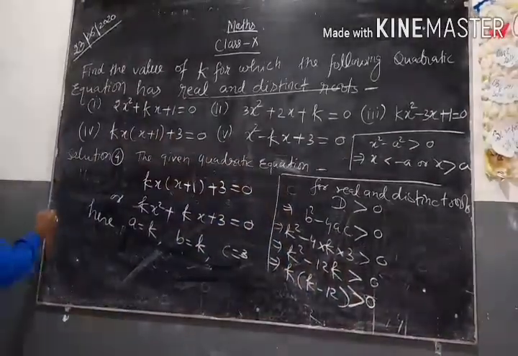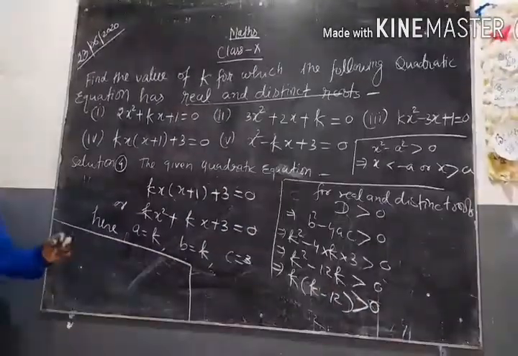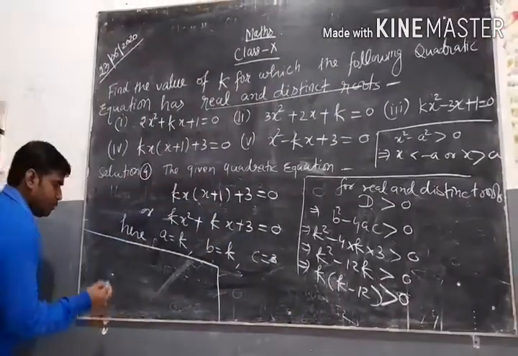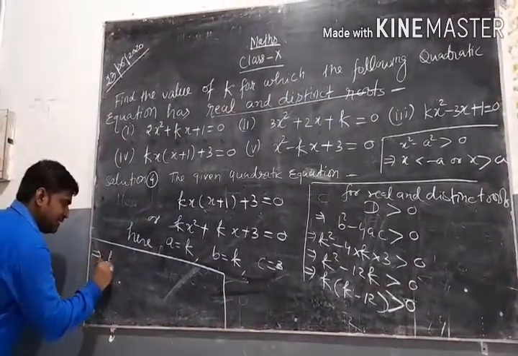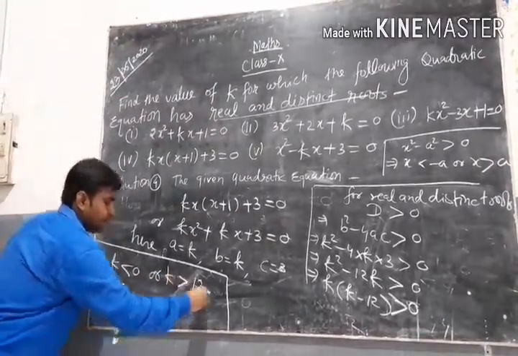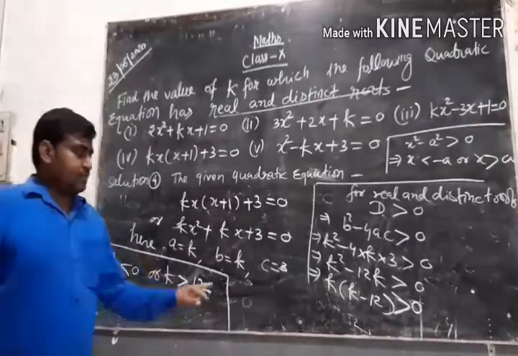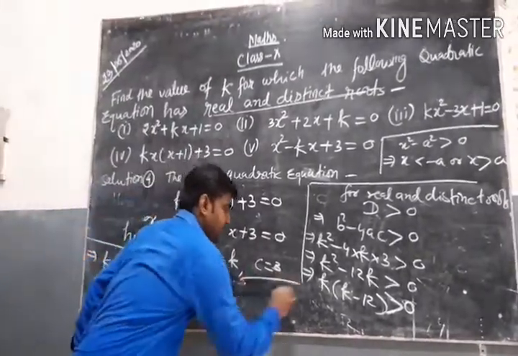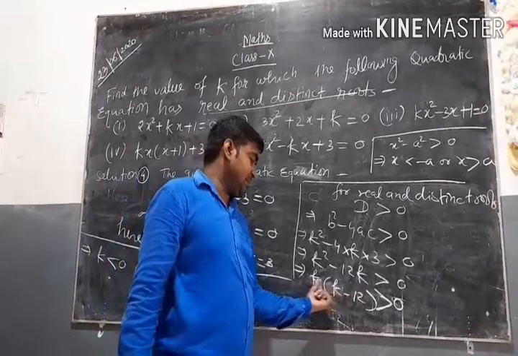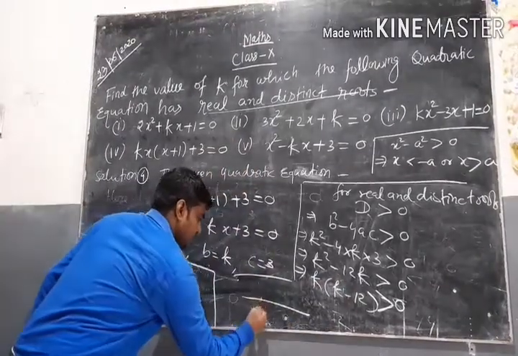So we have the roots here. k is equal to 0, k is equal to 12. So we may write this implies that k less than 0 or k greater than 12. Because if you draw a number line at the roots, from here if we find the roots of k, it gives k equal to 0, k equal to 12, 0 and 12.